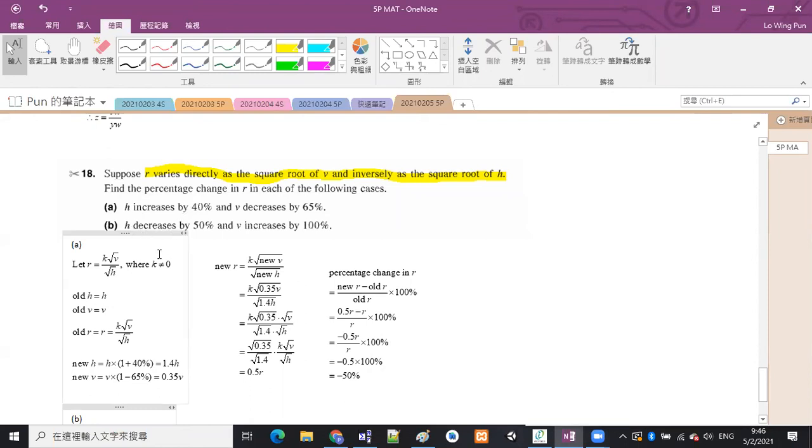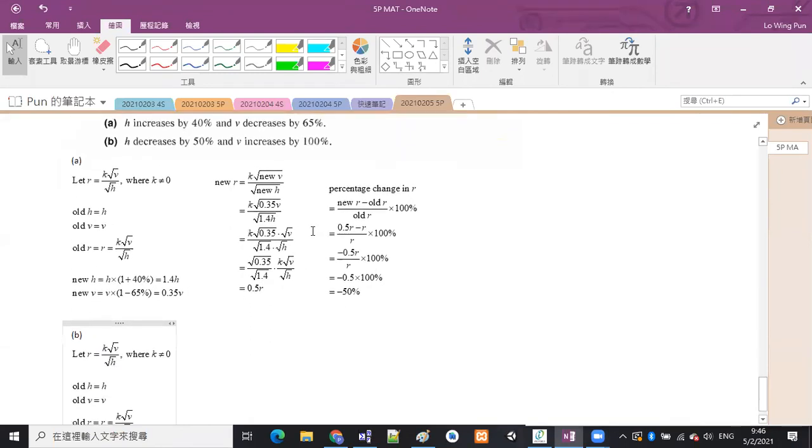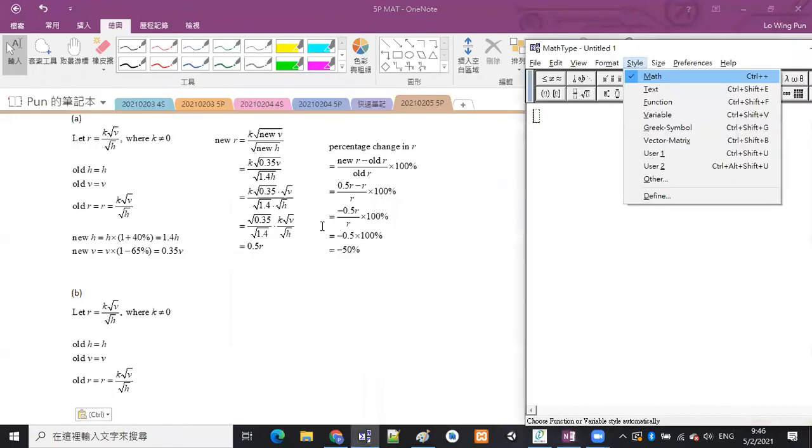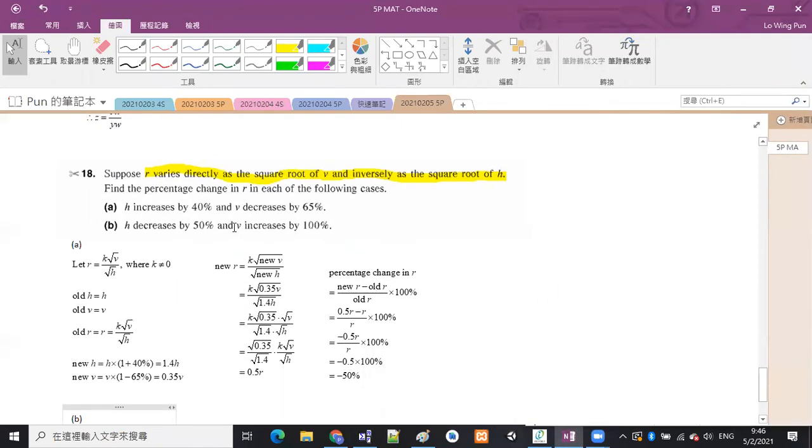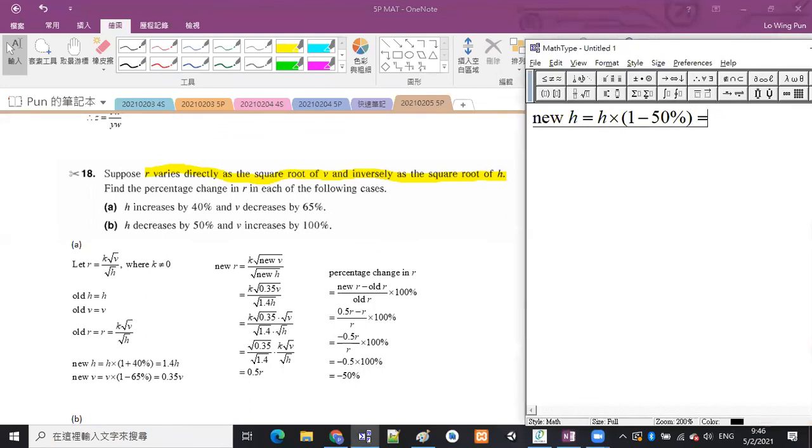Because this time the h, in part A, was increased by 40%, and in part B the h is decreased by 50%. So the new h should be equal to h times 1 minus 50%, right? Is it a decrease? Yes, decrease by 50%. That should be equal to 0.5 h. Okay, and then the new v increases by 100%. So new v should be v times 1 plus 100%. So it should be equal to 2 times v. Can you get this? Okay.